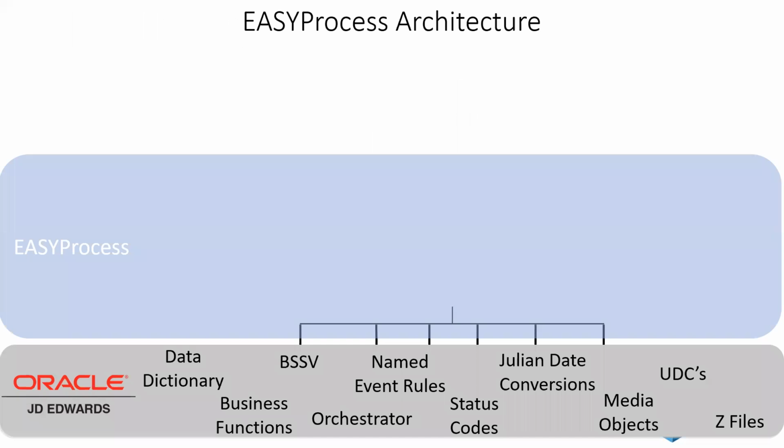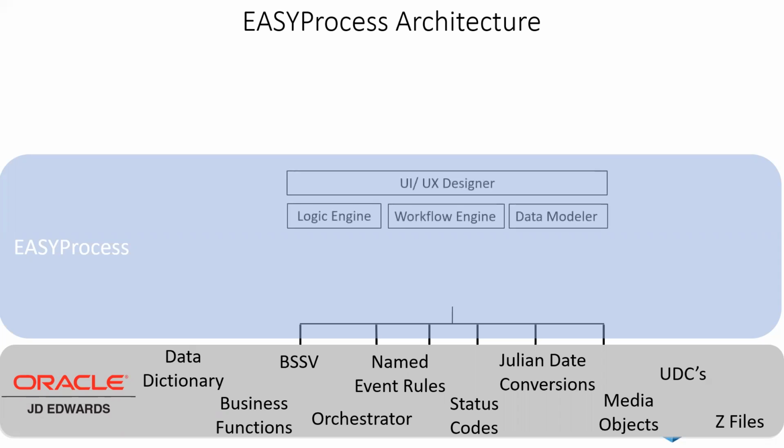So let's go back to our architecture and talk about specifically what we bring to the table. This is back to the EASYProcess piece. I've integrated now. What does EASYProcess have in this regard? So we have 4 main components: a logic engine, a workflow engine, a data modeler, and a UI and UX designer. None of these involve writing code. It's all drag and drop, and I'm going to show it to you in a second, and Ben is going to show it to you when he does the demonstration.